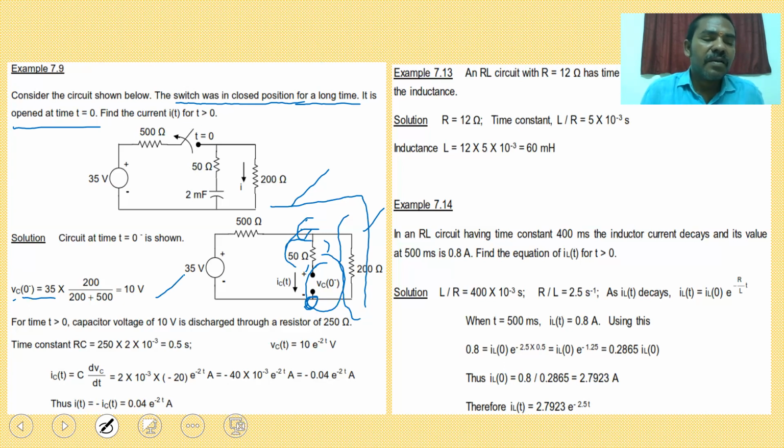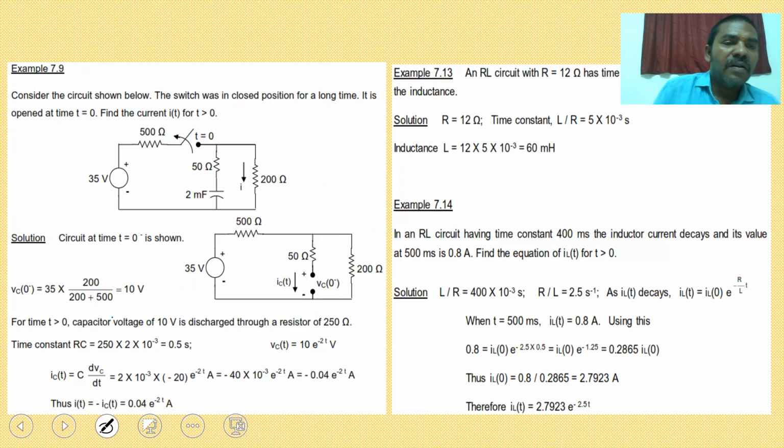Then the capacitor at t is equal to 0 will be short circuited. At t is equal to 0, it will be short circuited. So now we are going for the second case, for finding the value of current.